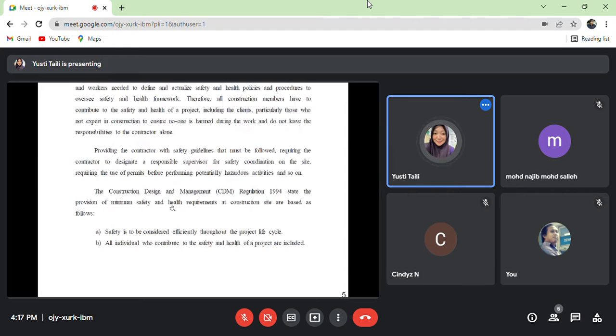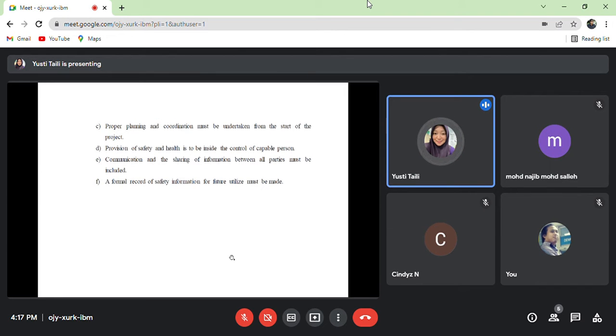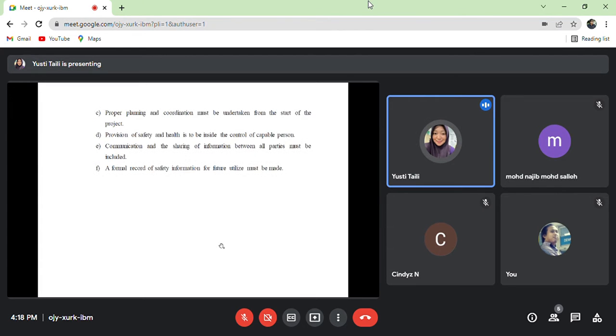Number one, safety is to be considered efficiently throughout the project life cycle. All individuals who contribute to the safety and health of a project, including proper planning and coordination, must be undertaken from the start of the project. Provision of safety and health is to be inside the control of a capable person. Communication and the sharing of information between all parties must be included. And the last is a formal record of safety information for future use must be made.